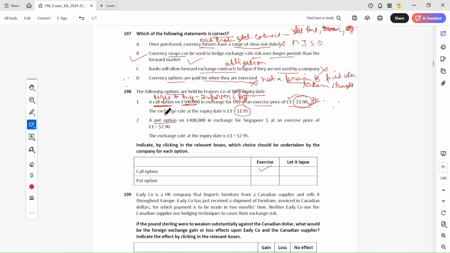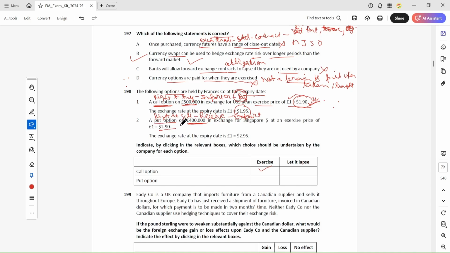Put options. When you buy a put option, you get the right to sell. If you are receiving euro, what you will sell is the euro. Okay, so you sell the euro. The right to receive the 400, because you are an exporter, in exchange for a contract at an exercise price.